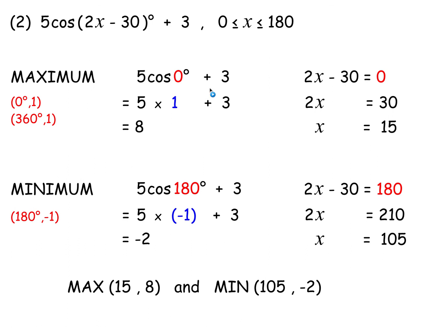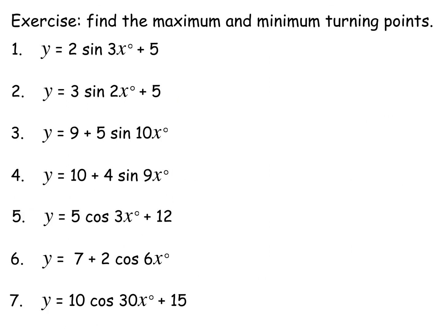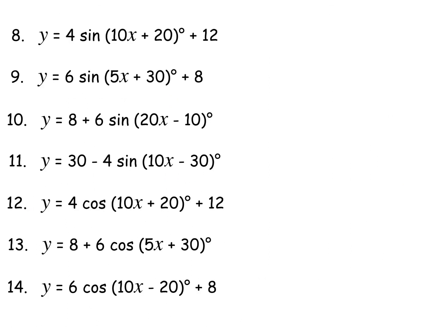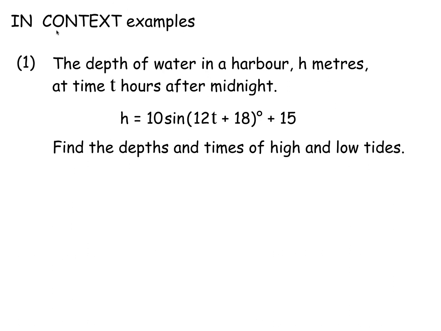Usually these questions are in a context of some sort, such as, which I'll show in a wee second, depth of water. So some context: the depth of water in the harbour is h, the time after midnight is t. That function tells you the depth of the water in the harbour at a particular time of day. And it asks what are the depths, that is what's h, and at what times, that's what's t, when it's high and low tide. Well, that just means what's the maximum and minimum.